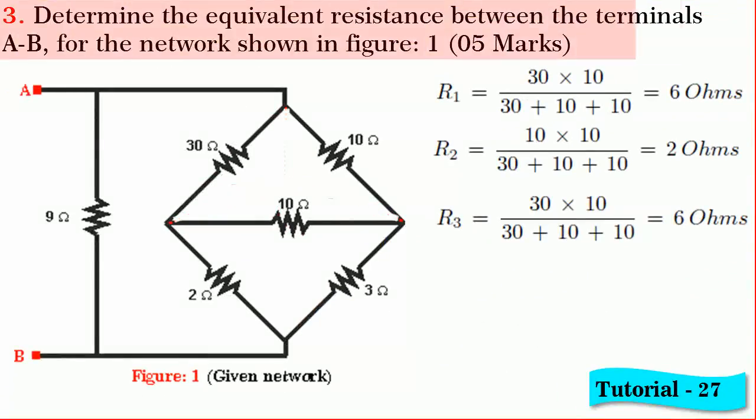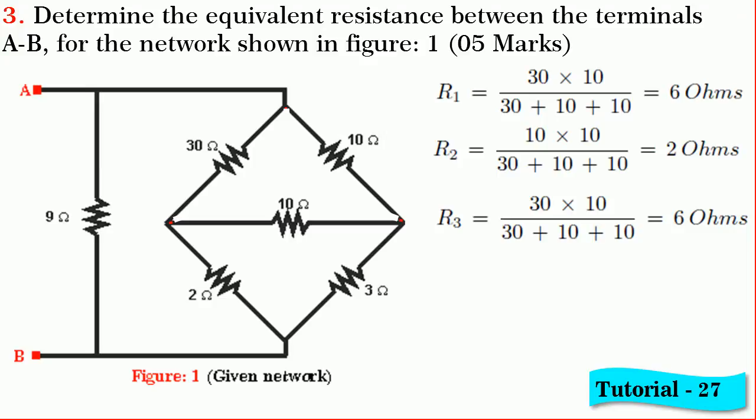Next, we shall solve the question on star delta conversion. In this question, we are required to find the equivalent resistance between the terminals A and B. If you observe the network, two delta networks are easily seen.